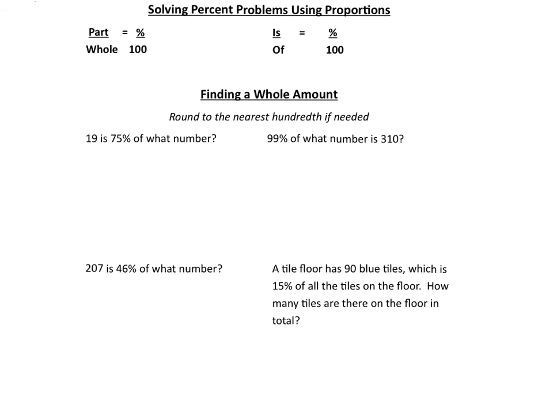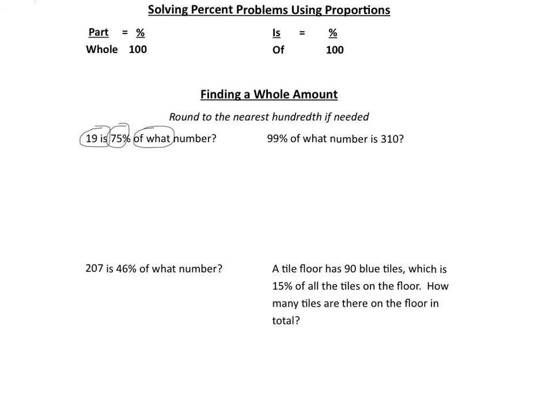Now we're going to find the last piece of information, the whole amount, your total. Once again, we're using part over whole equals percent over 100, or is over of equals percent over 100, and we're going to round to the nearest hundredth if we're needing to. Let's read the first problem. 19 is 75% of what number?